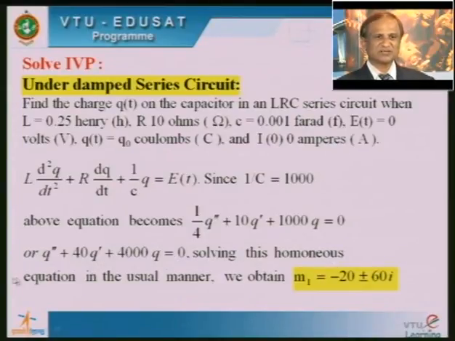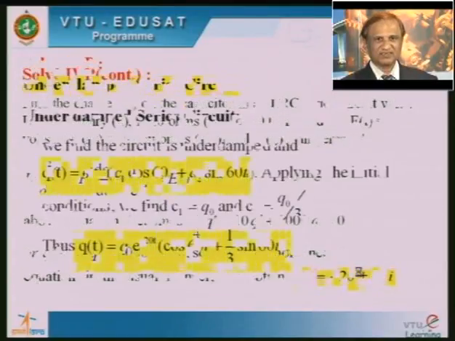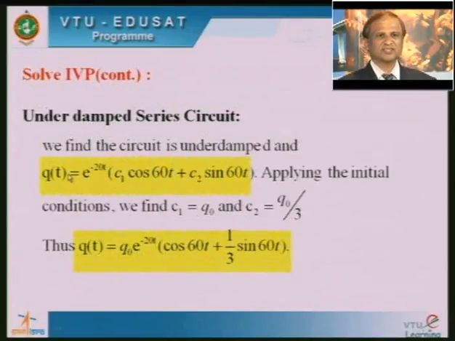Solving this, it becomes a homogeneous equation, as the right hand side becomes 0. Is it clear? In the usual manner, I hope we can find the roots. I hope we will get roots in this form: m is equal to minus 20 plus or minus 60 i. So you can write down the solution. Is it clear? How are we going to write down the solution? Q of t is equal to e to the power minus 20 t into C1 cos 60 t plus C2 sin 60 t. Is it clear?